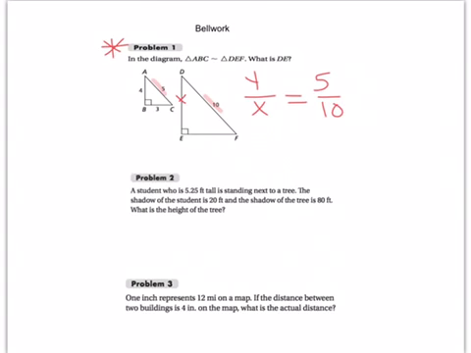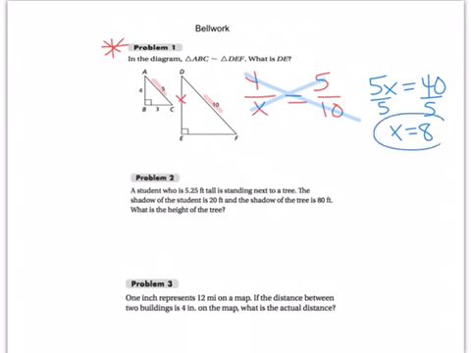And from there, we're going to go ahead and cross multiply. So I'm going to have 5X equals 4 times 10 or 40. And just divide to solve. So we get X is 8, or in this case, segment DE is 8.